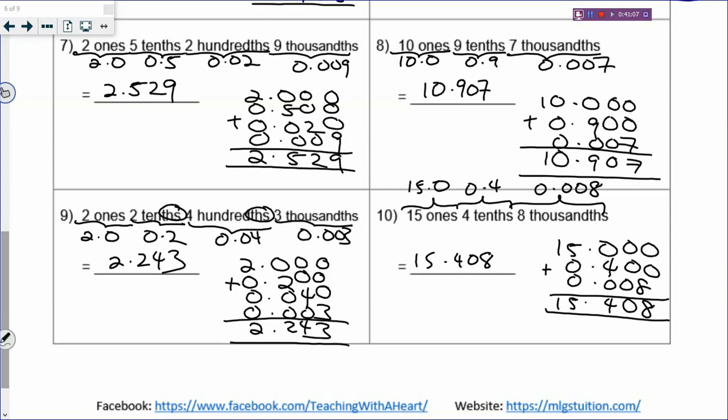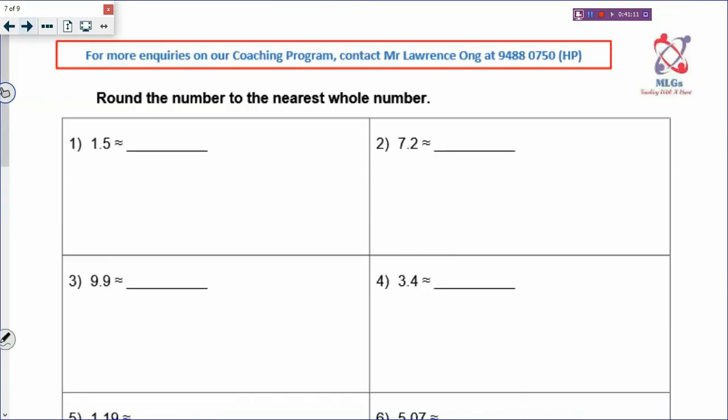Alright, now let's go to the next part of the lesson, which is your rounding off. Okay, now rounding off is quite easy, just that it becomes a decimal now. So how do you round to the nearest whole number? Now, nearest whole number means what? It means that you don't care about the decimal point. So if you look at the digit 1, that is your whole number, 1.5. Let me just write a little bit bigger, 1.5.